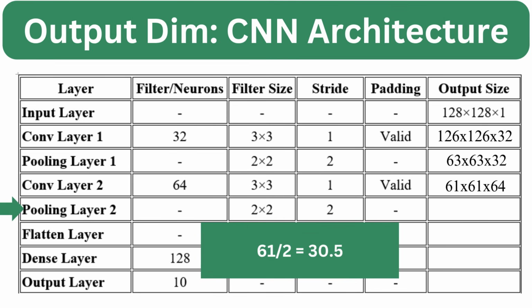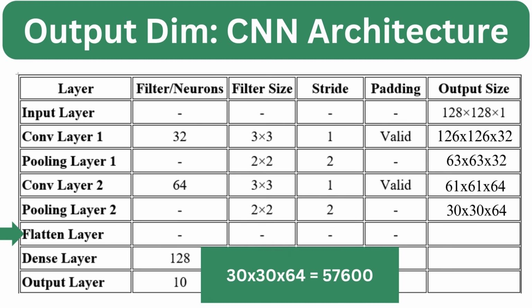Now let's pass this input to the second pooling layer, and this will divide the size by 2. Then we will get 30.5. We will apply floor operation on this and we will get 30 by 30 by 64.